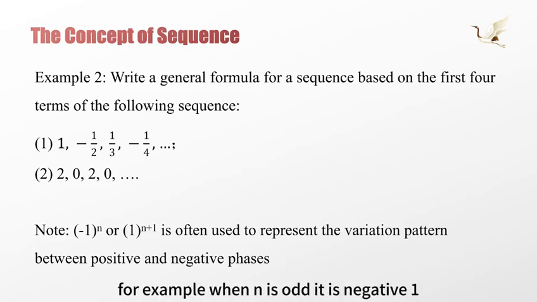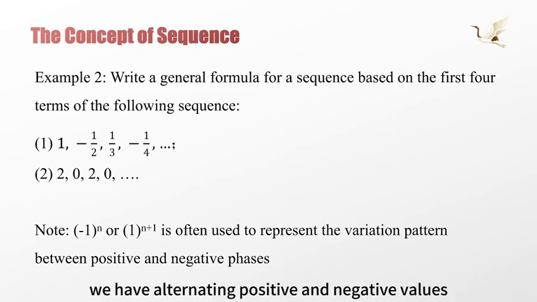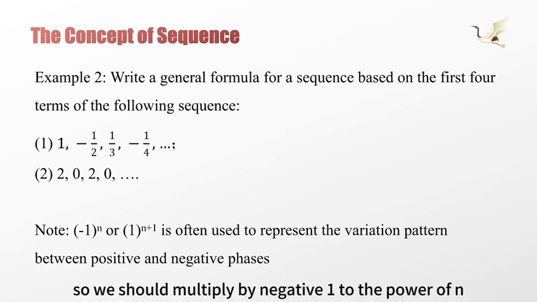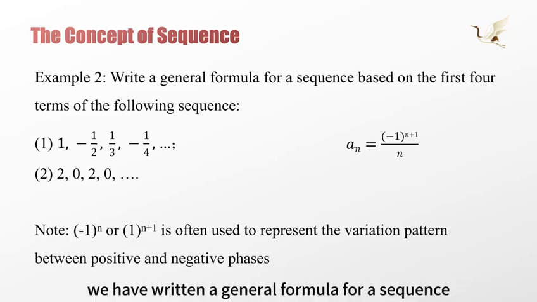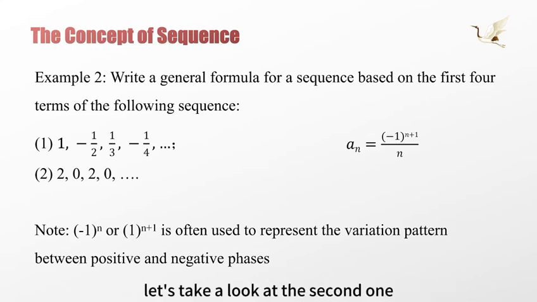For example, when n is odd, (-1)^n is -1, and when n is even, it is +1. So when we multiply by -1 to the power of n, we have alternating positive and negative values. Of course, the odd terms here are positive, while the even terms are negative, so we should multiply by -1 to the power of n. In this way, we have written a general formula for the sequence, where a_n is equal to (-1)^n divided by n. Let's take a look at the second one.